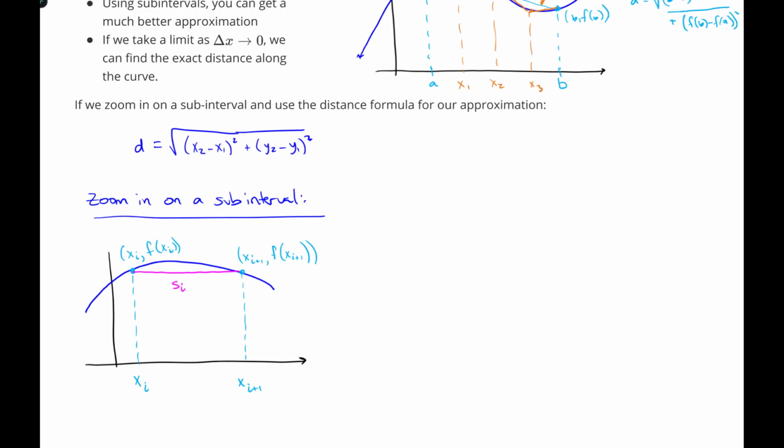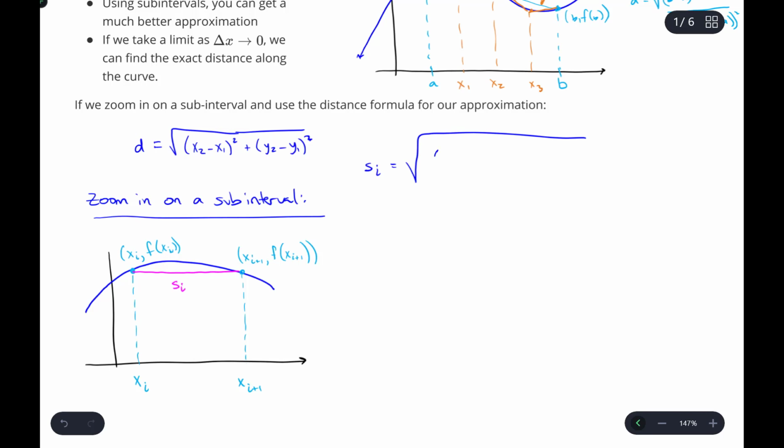And what I could do then is I could say the arc length on this ith subinterval is the square root of x sub i plus 1 minus x sub i quantity squared plus y sub i plus 1 minus y sub i quantity squared, taking into account that the y value comes from the function. Okay?